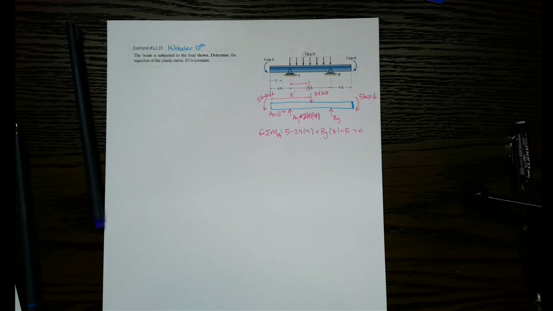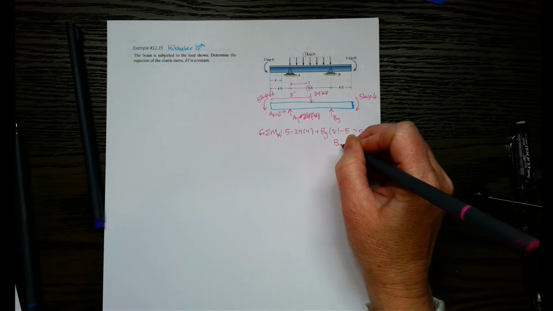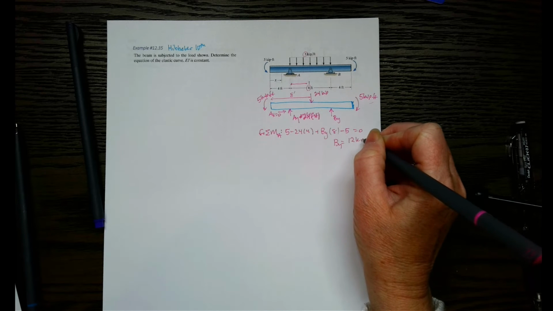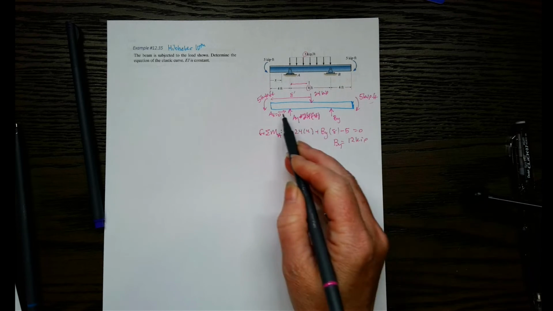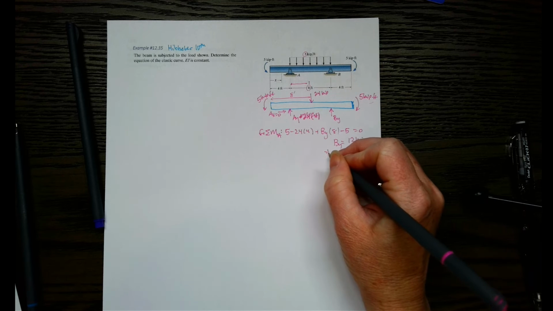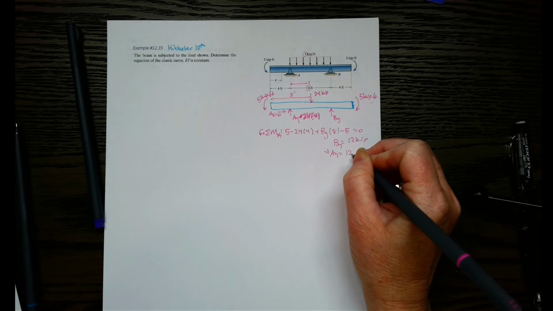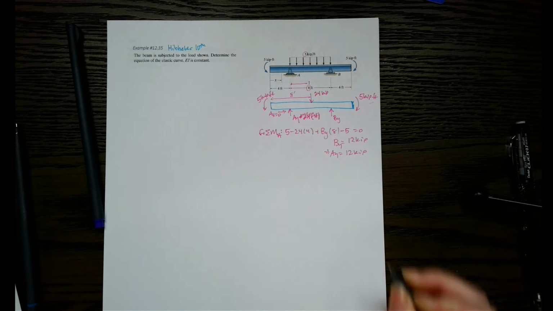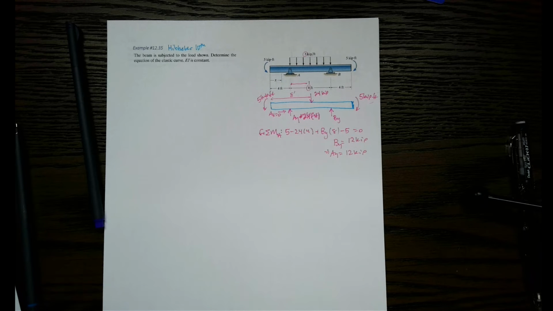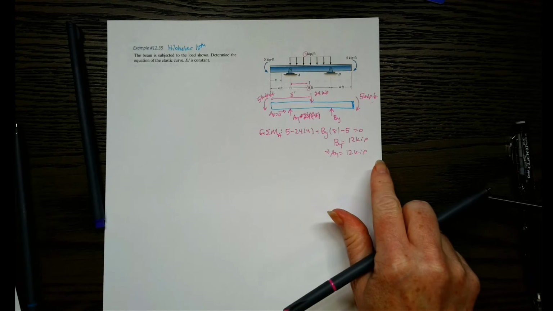Okay, and then we set it equal to 0. So solve that, and you get BY is 12, just like we said. Now it is symmetric, so that means AY is going to equal 12 also. And you could prove that by doing the sum of the forces in the Y direction if you wanted. Okay, so now we've got that.